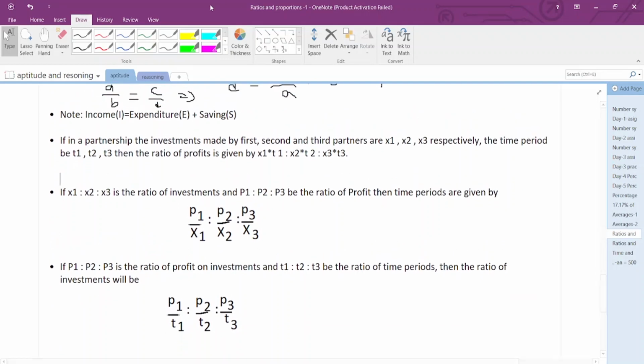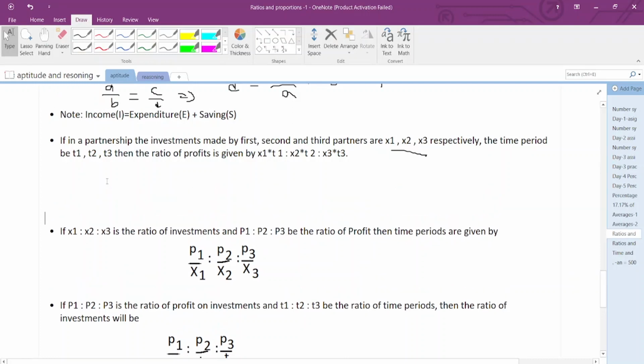See here, if in a partnership the investments made by first, second, third partners are x1, x2, x3 respectively, the time periods be t1, t2, t3, the ratio of profit is given by x1 into t1 is to x2 into t2 is to x3 into t3. Okay, not clear, right? Let me clarify.